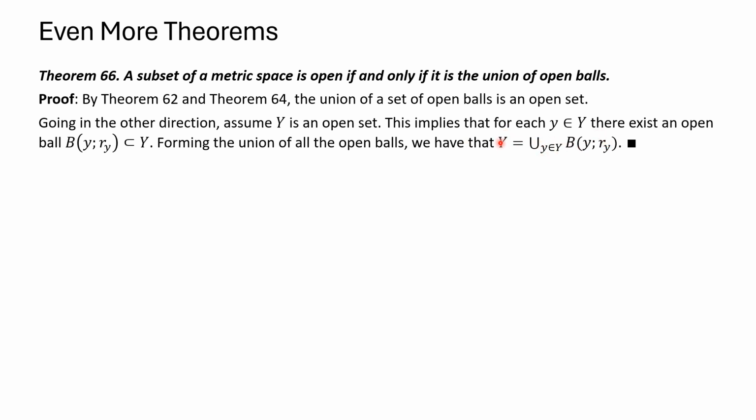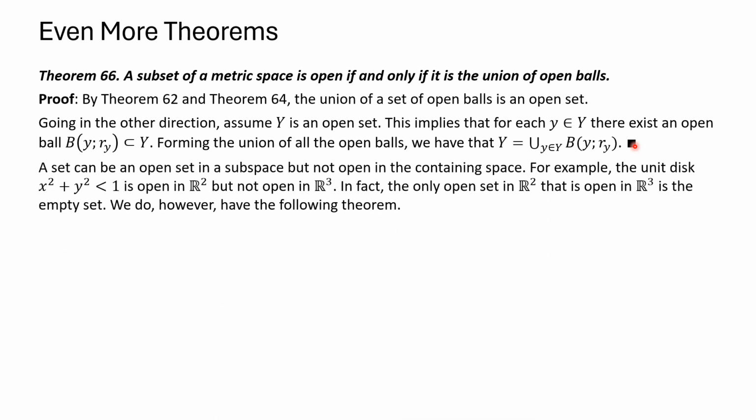So we've shown Y is a subset of this, and the union is a subset of Y, and that means they're equal. That's basic set theory technique. I didn't write all the details, but that's how that works. Now, if you have a subspace and you have an open set in it, it's not necessarily open in the containing space. So I give an example of that here.